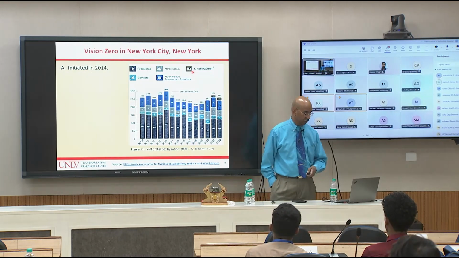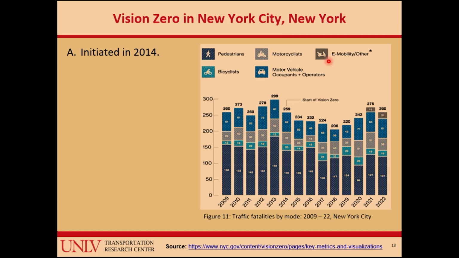So in New York City, it was in 2014, and this is a busy slide, but the point I want to make is the bottom part of the slide is the number of pedestrians who are killed. The next, light blue, are bicyclists, and the light gray are motorcyclists. This is from 2009 to 2022, and we see it peaked in 2013, and then after Vision Zero was introduced, there's a general lowering trend of the most vulnerable road users, pedestrians and bicyclists.